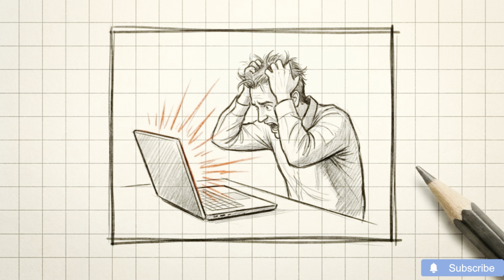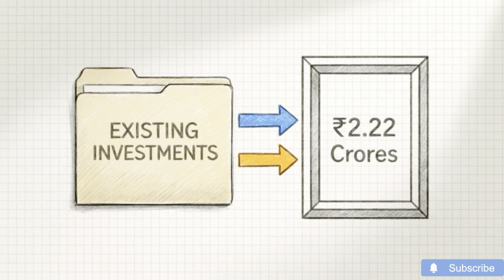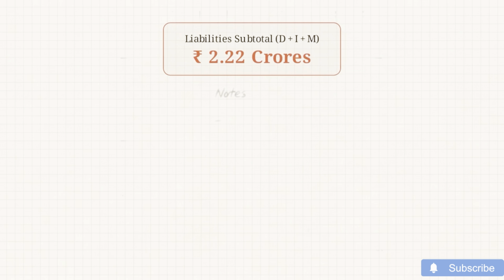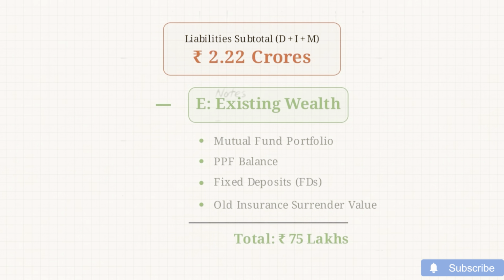Staring at a massive number like this usually makes people panic. They assume they need an incredibly expensive policy to cover it all. But that calculation ignores half of your financial picture. That brings us to E, existing wealth. Instead of adding future burdens, we are now subtracting your current safety nets. Add up the liquid assets your family could actually use today. This includes your mutual fund portfolio, your PPF balance, fixed deposits, and the surrender value of any older life insurance policies. Let's say you've built up 75 lakhs so far.